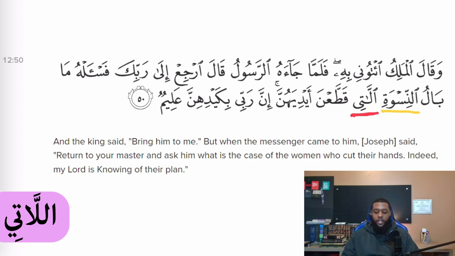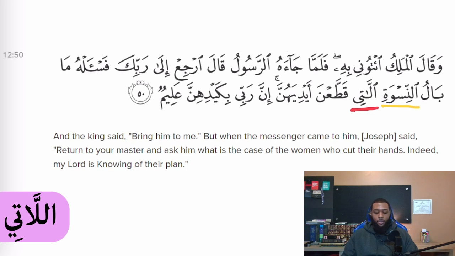So ask him about the case of the group of women who, right? Allati qatta'na aydiyahun. Ask him about the case of the group of women who cut their hands, right? Inna rabbi bi kaydihinna alim. Indeed, my Lord is all-knowing about their plotting.